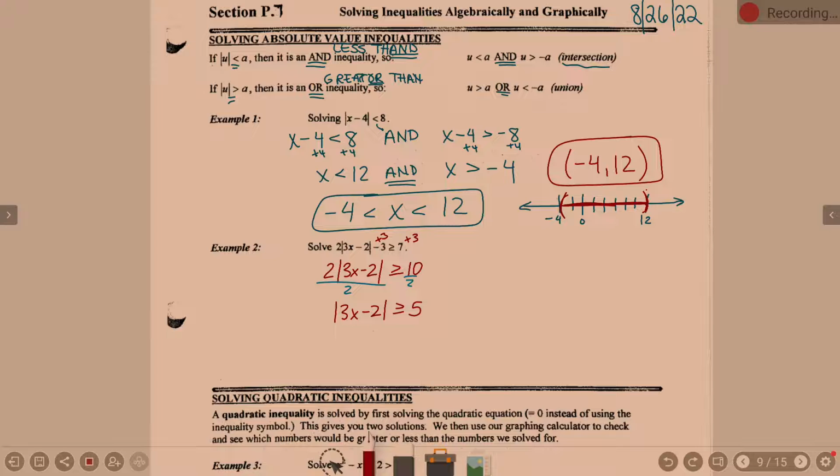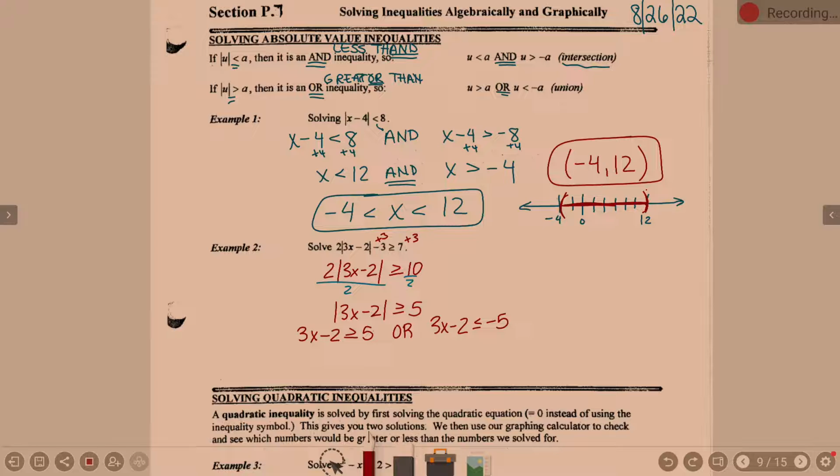Okay, now we're going to set up 2. It's absolute value. We're going to set up 2. The first one's pretty much always the given one. 3x minus 2 greater than or equal to 5. What's my word? It's a greater than statement, so or. What's my second inequality? 3x minus 2 less than or equal to negative 5. Change the inequality sign, change the sign on the number. You know how to solve these?